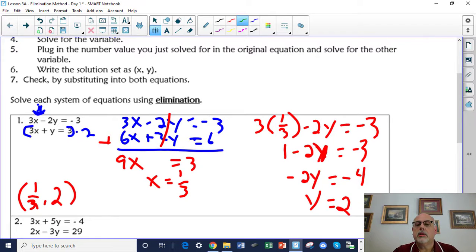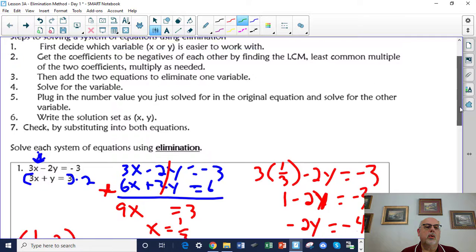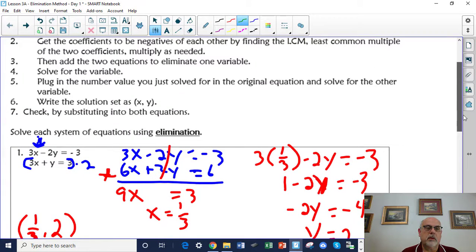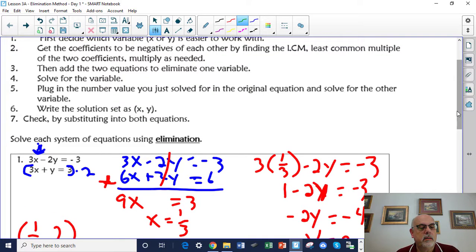Okay, so that's the quick overview of how to solve a system of equations using the elimination method. So again, you've got to figure out which of the two variables, x or y, is going to be easier to work with, and you want them to be additive inverses, so a positive and a negative. So this way, when you add the equations, they drop out like that did, -2y and a positive 2y.